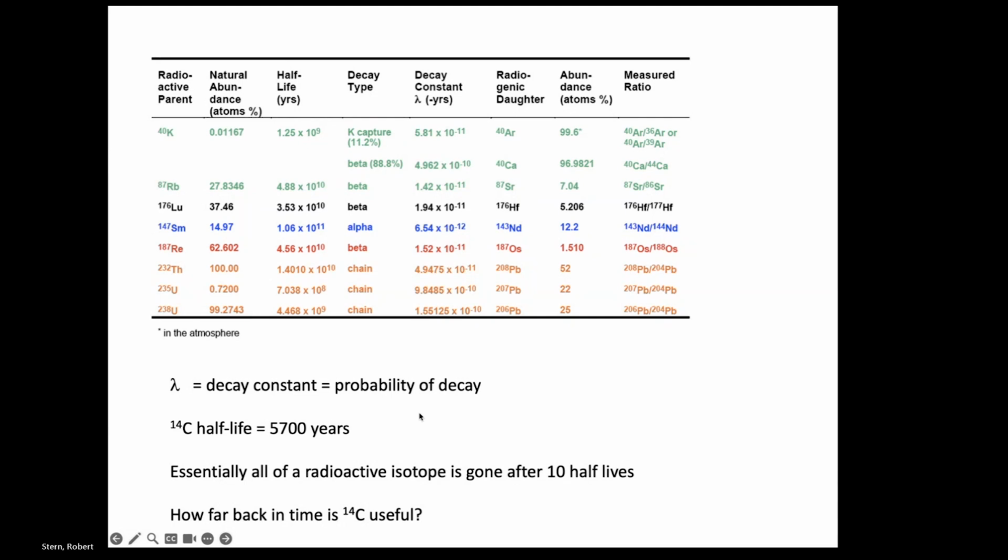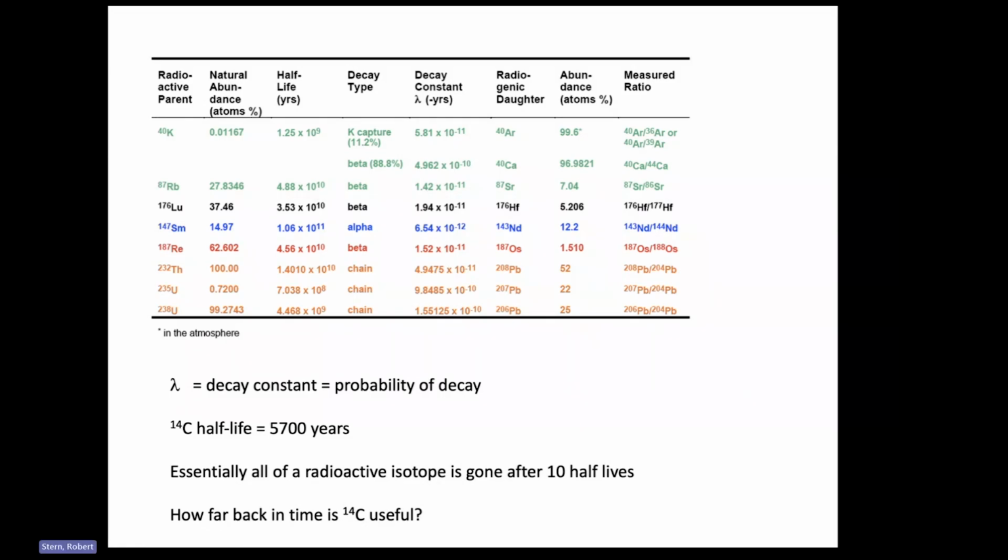This is basically the measure of how long it takes X amount of a radioisotope to turn into 1/2 X of that. And there's the half-life in years. Potassium 40 is 1.25 times 10 to the 9 years. Rubidium 87 is 4.88 times 10 to the 10 years, etc.